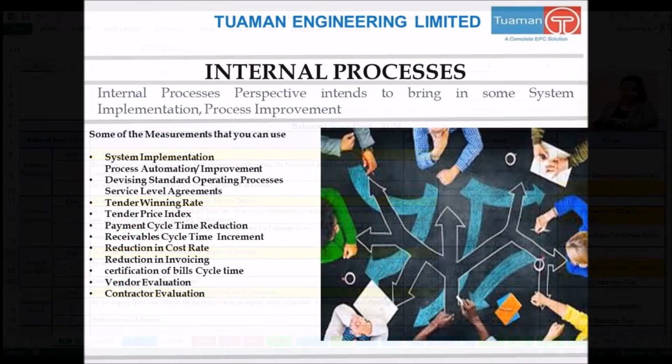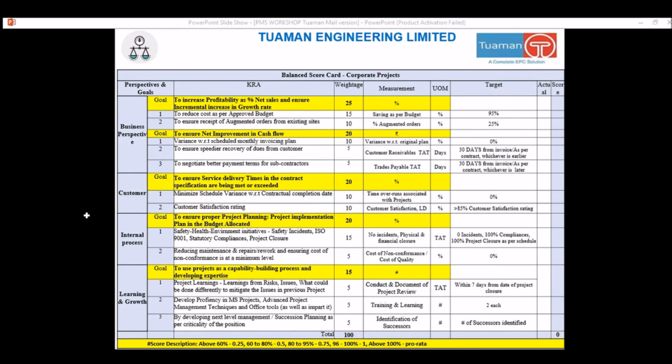Under internal processes, in this perspective, what we are saying is that in order to ensure proper project execution, these are the initiatives that we might be taking. So here I am showing you the internal perspective of a corporate projects team. In the internal perspective, you will see that to ensure proper project execution, we need a project implementation plan as per the budget allocated.